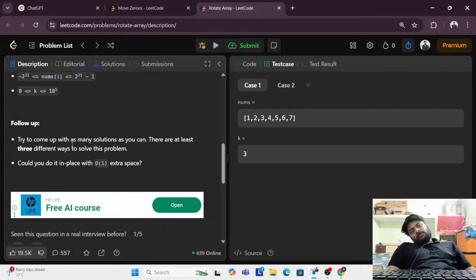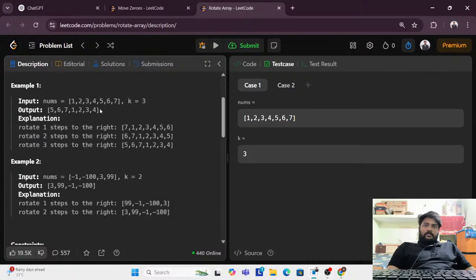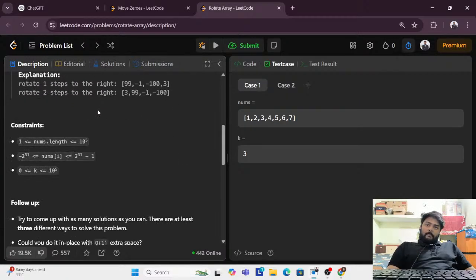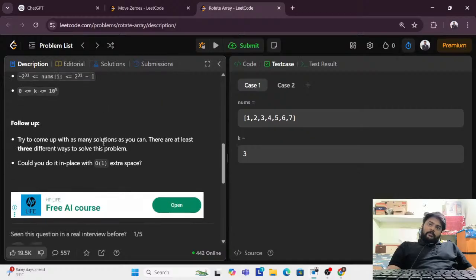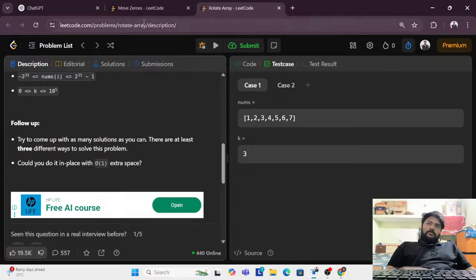Could you do it in place? Okay, so it is asking me to solve it with the in place method, which means I cannot take any extra space. I cannot store the array or build a logic. Let me translate it.